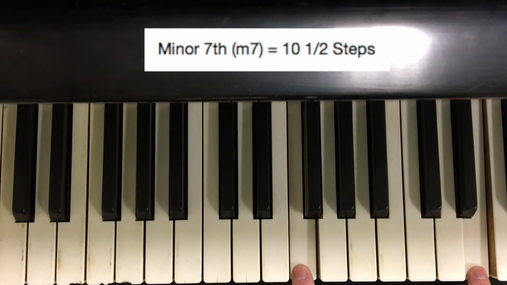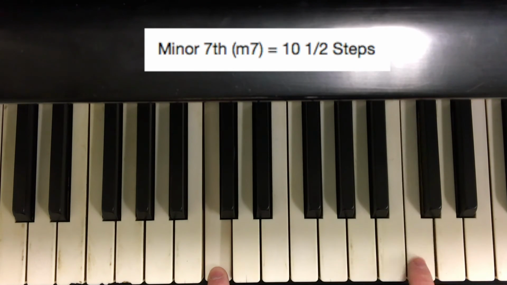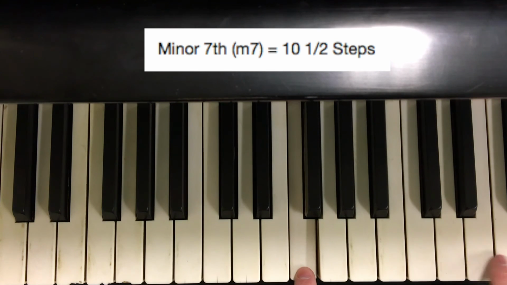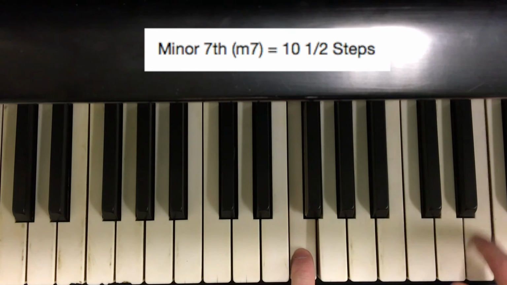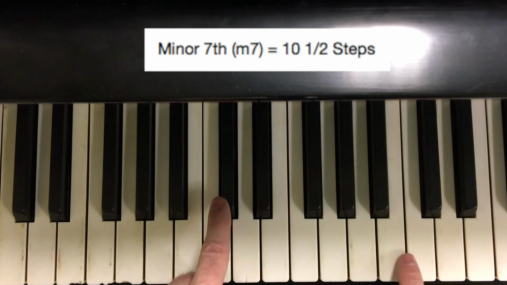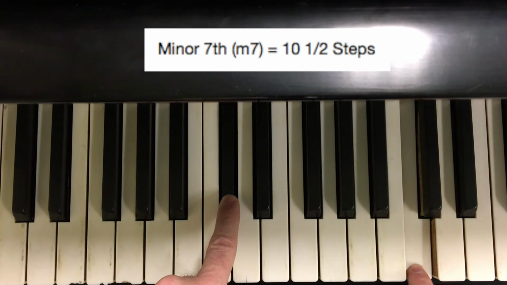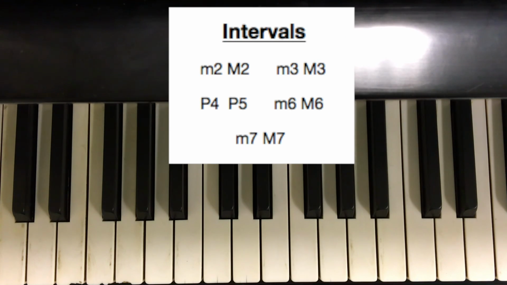I always think of the major seventh as easy because if you're going to an octave, it's always the note right below. So thinking F to F, that's your major seventh, and another half step down would be your minor seventh. So that's our minor seconds, major seconds, minor thirds, major thirds, perfect fourth, perfect fifth, minor sixth, major sixth, minor seventh, and major seventh. Those are all the different types of intervals that we use in music.